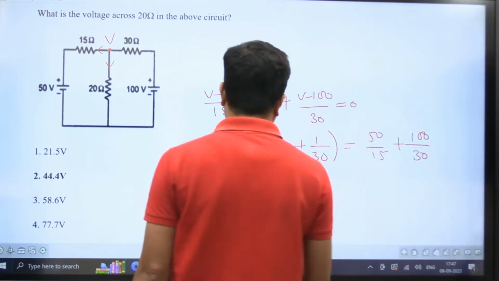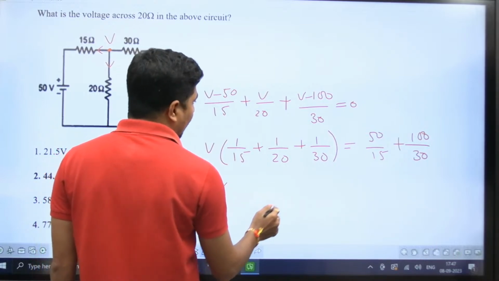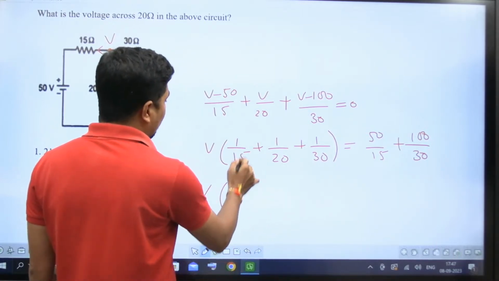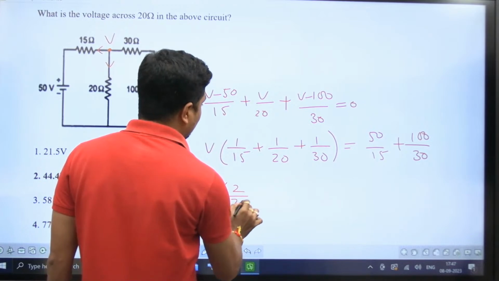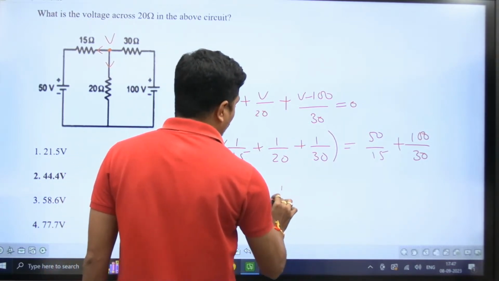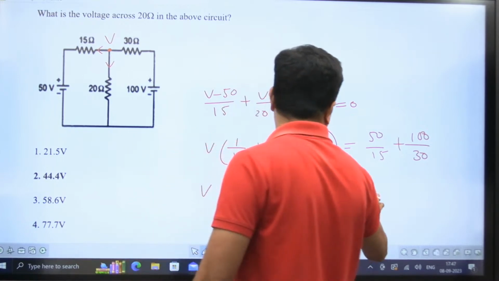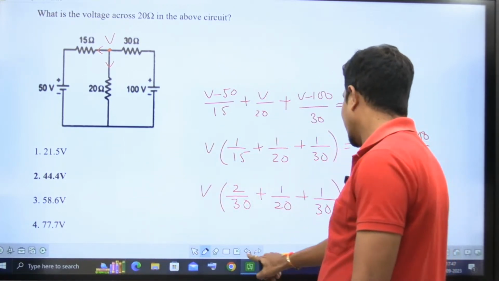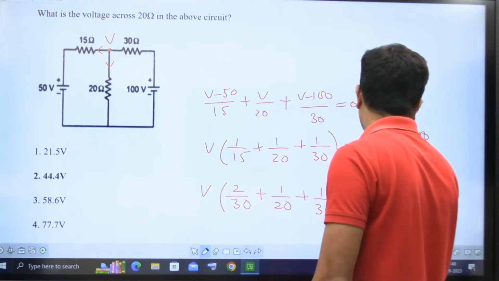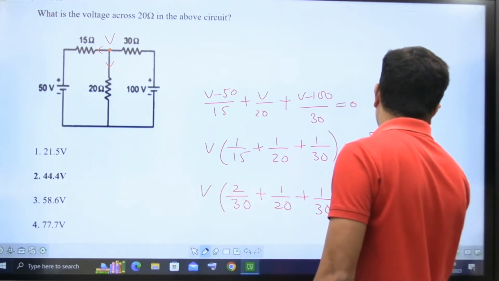I'll simplify it. Observe, all of you. I can write this one as 2 by 30 plus 1 by 20 plus 1 by 30 is equal to, this can be written as 100 by 30 plus 100 by 30.